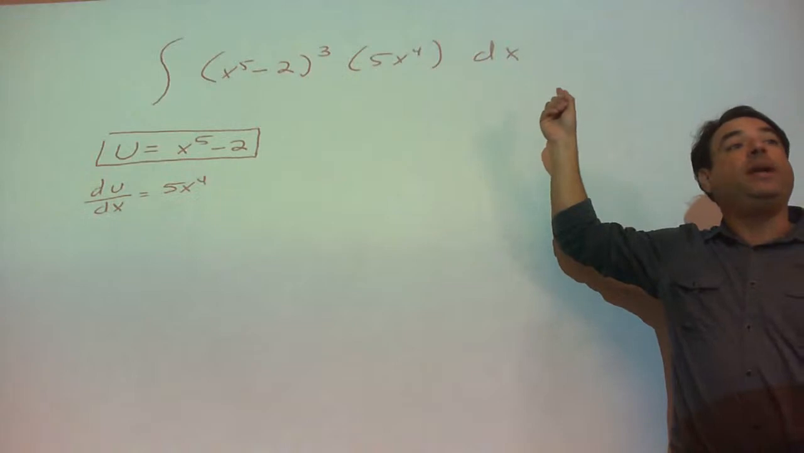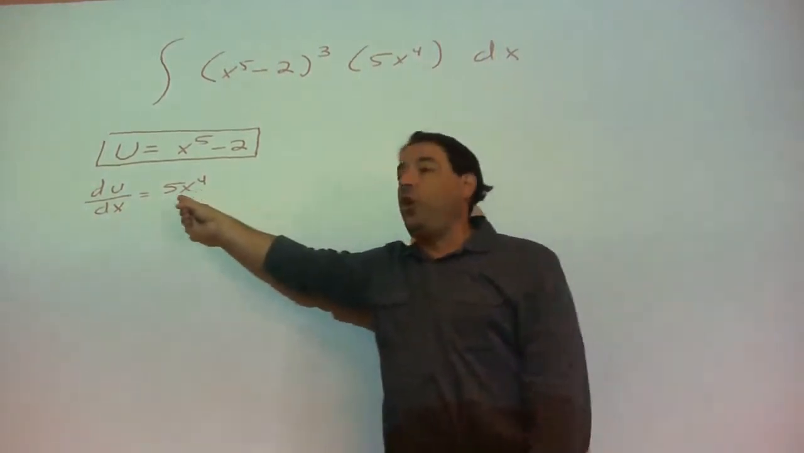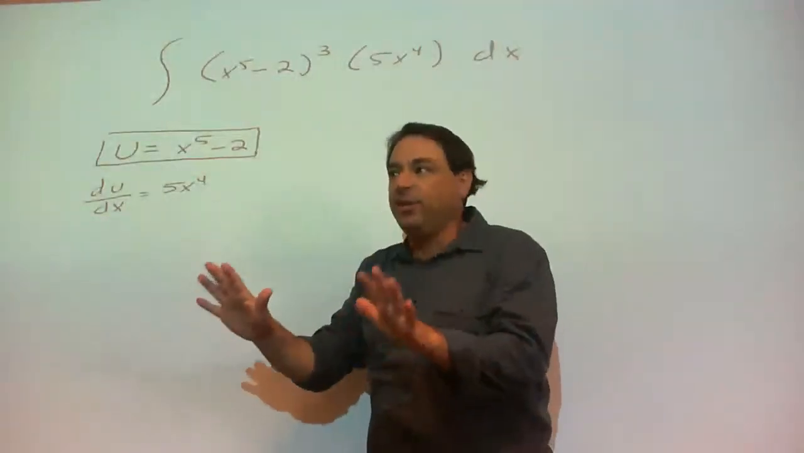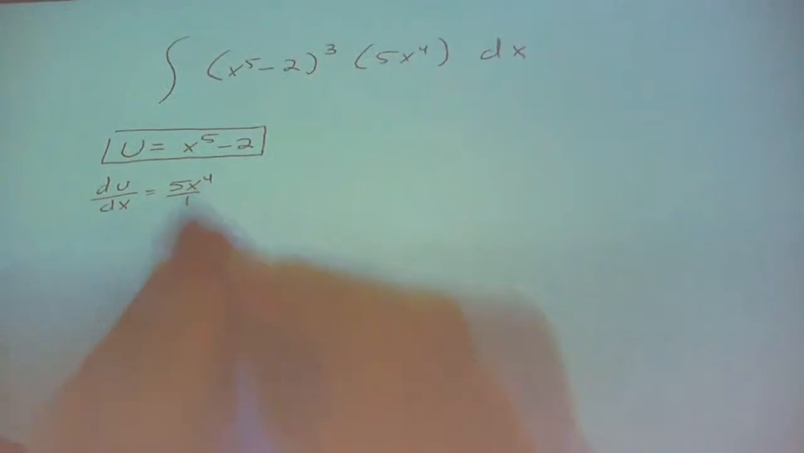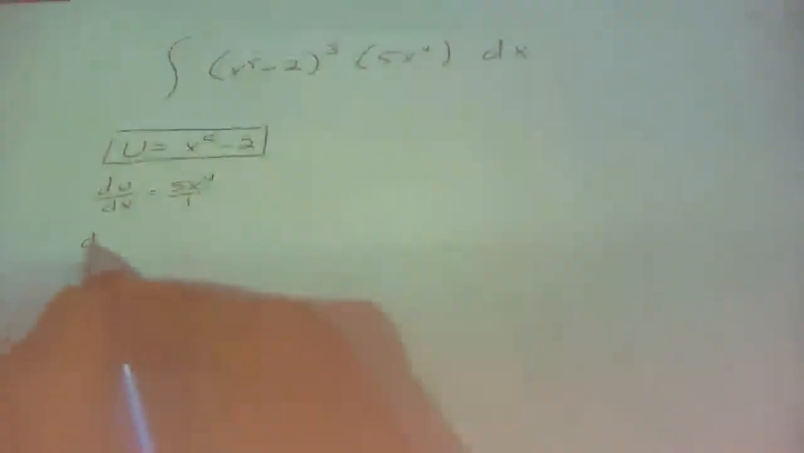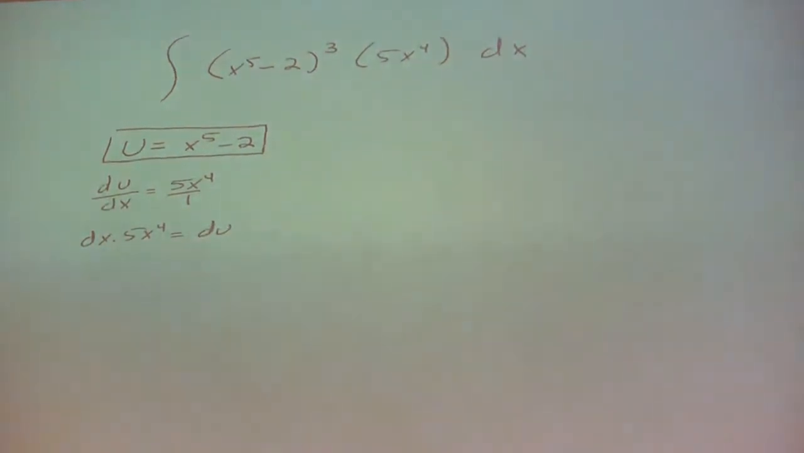Do you see up there a du over dx? Anywhere up there, is there a du over dx? No. But what is up there? A dx. So I have to solve this for dx. Algebra again. It's okay. You can do it. It's the same algebra over and over again. I'm going to put this over 1. When you have a proportion, how do you solve a proportion? Cross multiply. So dx times 5x to the fourth equals du times 1, which is du.